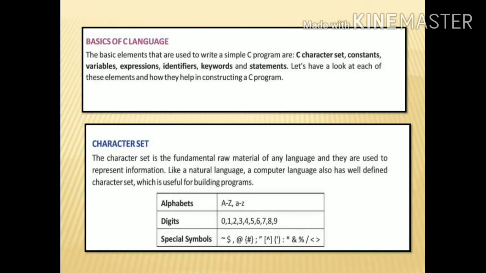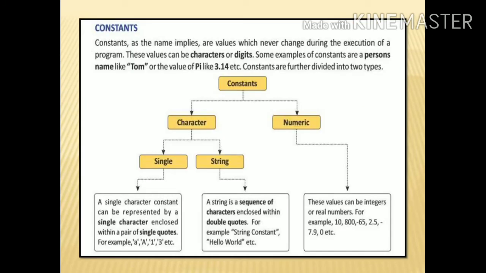Next, we have the set of basic elements of the language: character set, constants, variables, expressions, identifiers, keywords, and statements. First is the character set. The character set is nothing but A to Z, 0 to 9, and some special symbols. For constants, there are two types: character constant and numeric constant. In a character constant we again have two options: single and string.